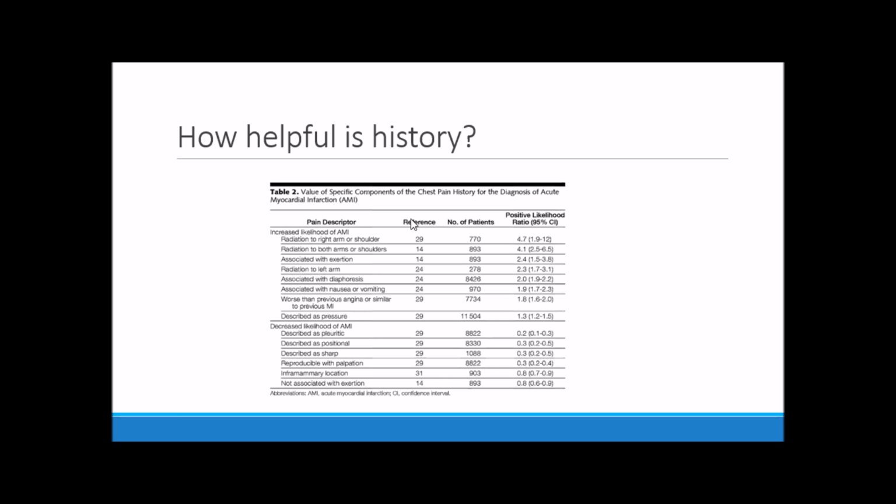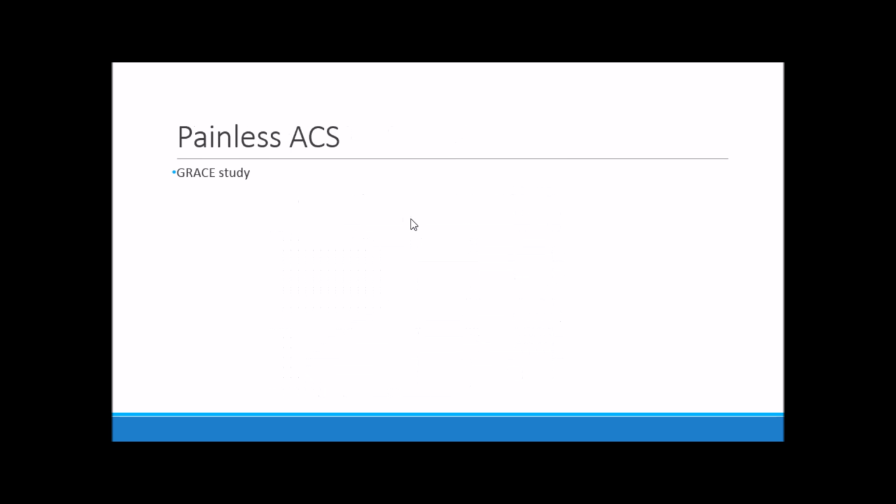So remember, 0.5 or less is moderately predictive, and 0.1 or less is very predictive. So this is not super helpful. It is certainly less likely to be cardiac if it's reproducible, but don't hang your hat on that, which is what a lot of people do.